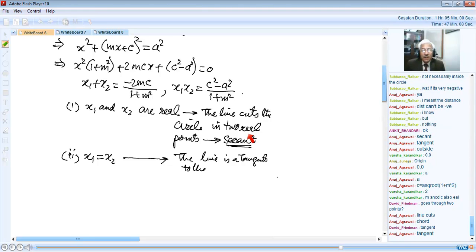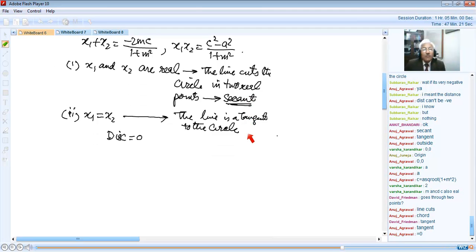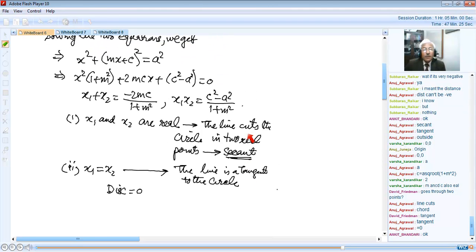Tangent to the circle. And in that case, the discriminant will be equal to 0. What will be the discriminant? 4m square c square minus 4 times (1 plus m square) into (c square minus a square) is equal to 0.